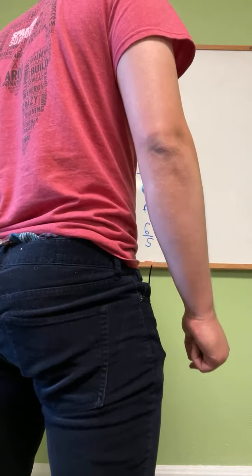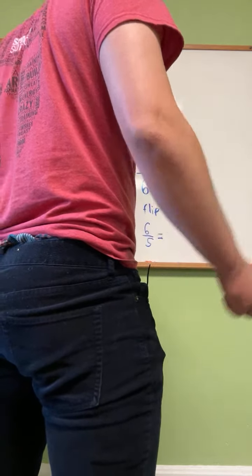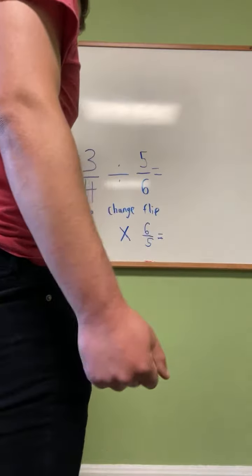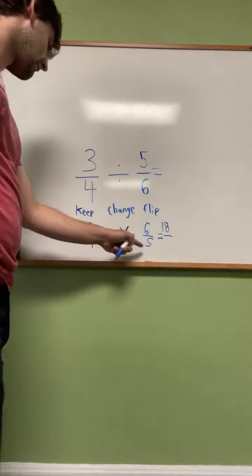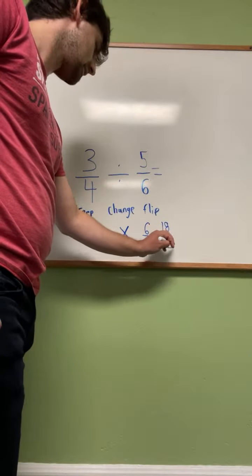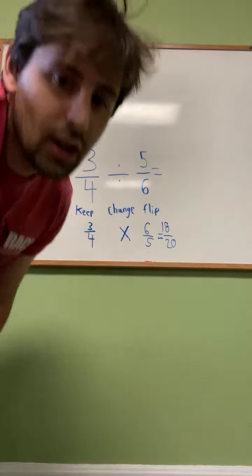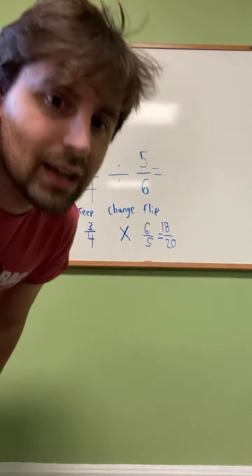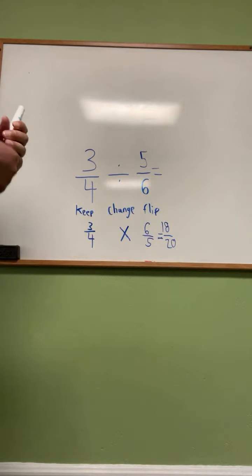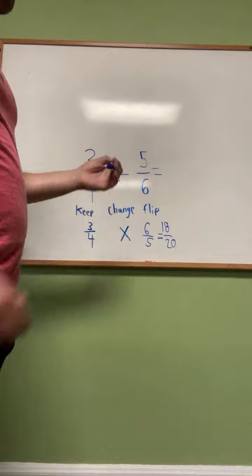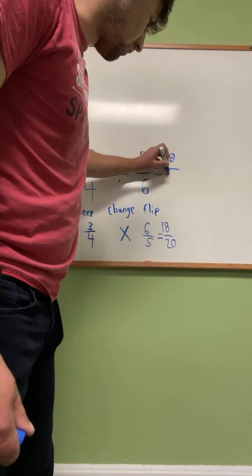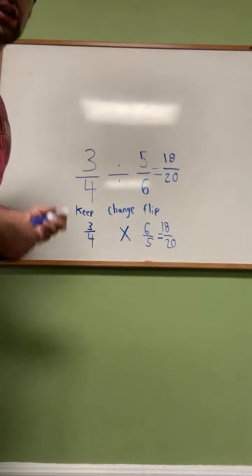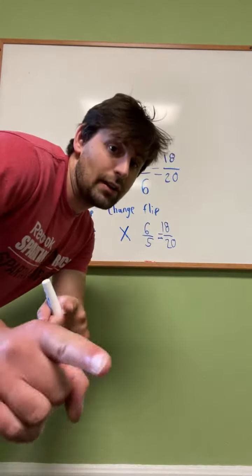All right, so now multiplication. 3 times 6, now it's a simple multiplying fraction problem. 3 times 6 equals 18. 4 times 5 equals 20. And we have our answer right there. So 3/4 divided by 5/6 equals 18 over 20. All right, now I'm going to do another one.